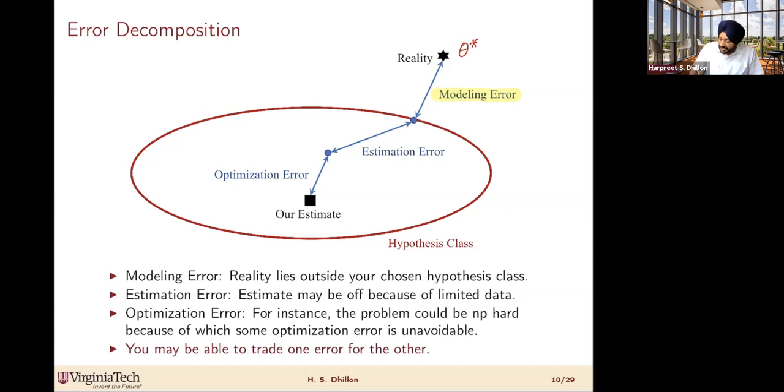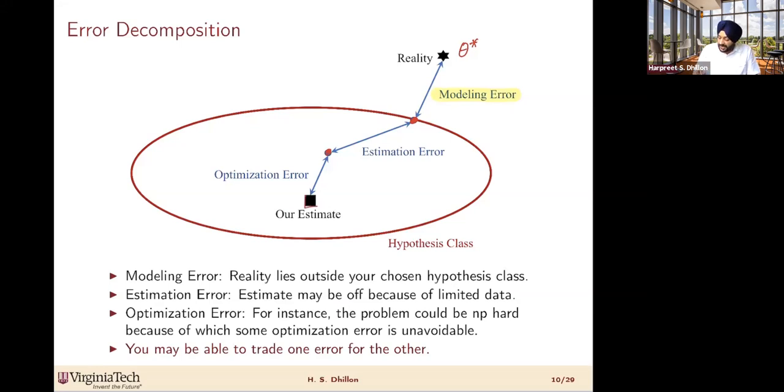Which is going to push us even from this optimal point, it's going to push us somewhere else because we have limited data. Now, even finding this may not always be possible, because you are eventually solving an optimization problem. So what if your function is, say, non-convex, or your optimization problem is NP hard? So you may have to come up with heuristics, and hence you introduce some optimization error.